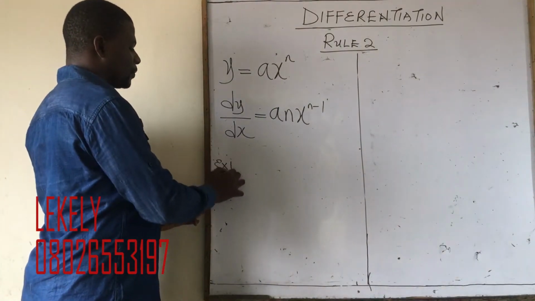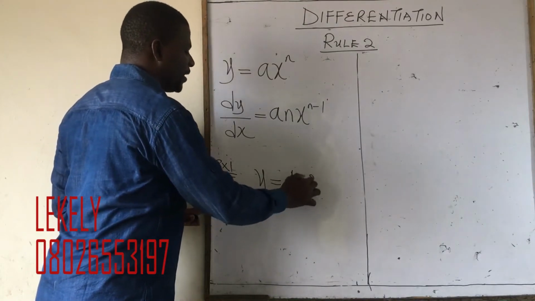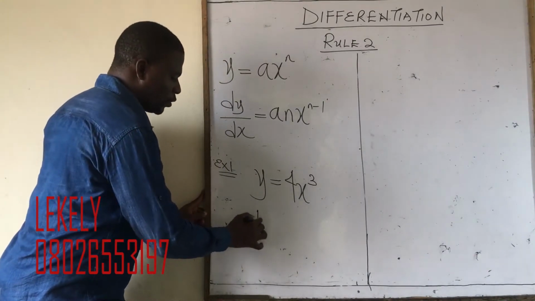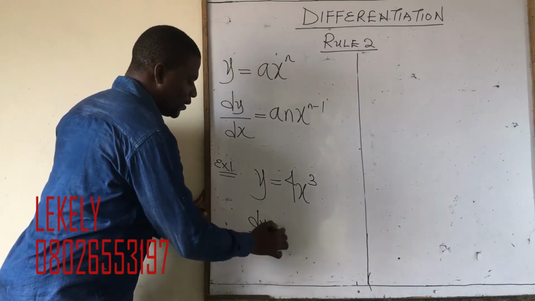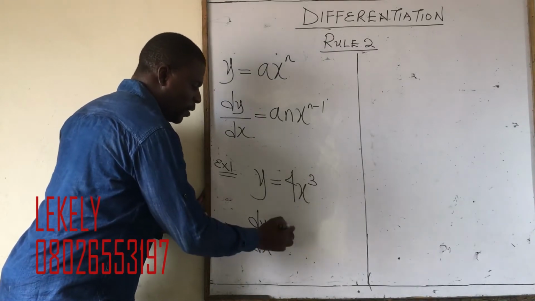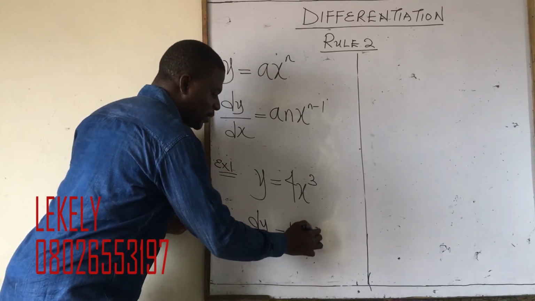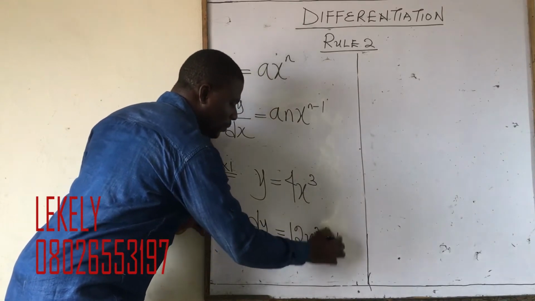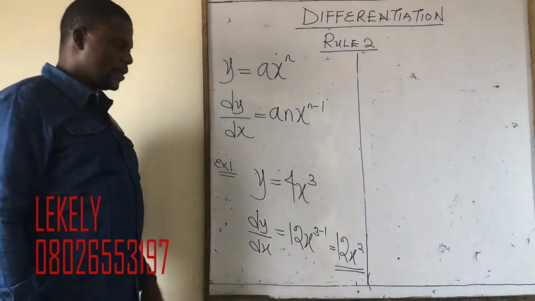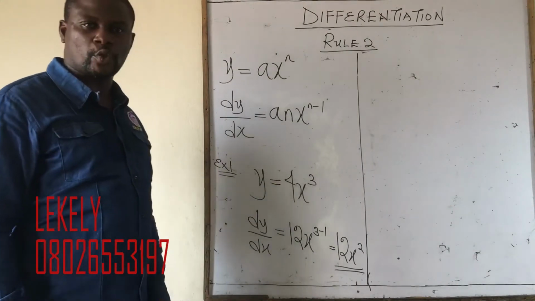So examples, let's say you have y equals 4x raised to power 3. Differentiate. Of course, your dy dx here is going to be, we will multiply the power and the coefficient. 3 times 4, that will give you 12. Then you will minus 1 from this 3. 3 minus 1. So that will be 12x squared. That's your final answer. So you will first use the power to multiply the coefficient and then minus 1 from it.